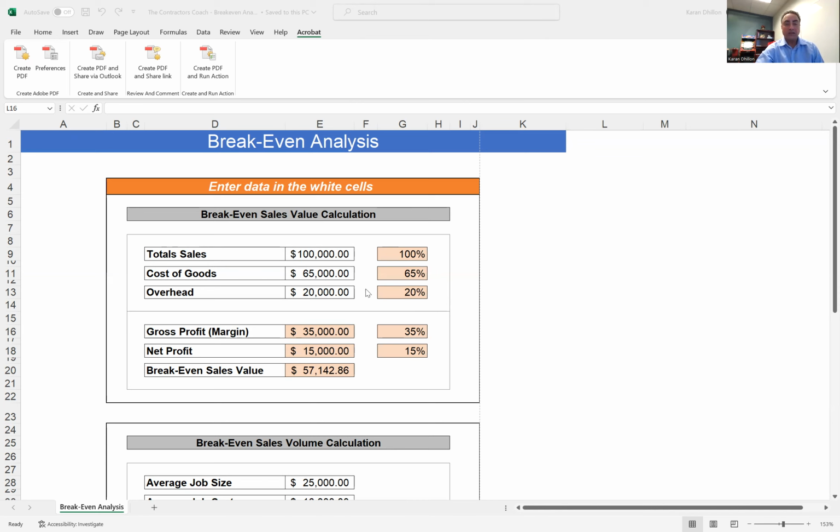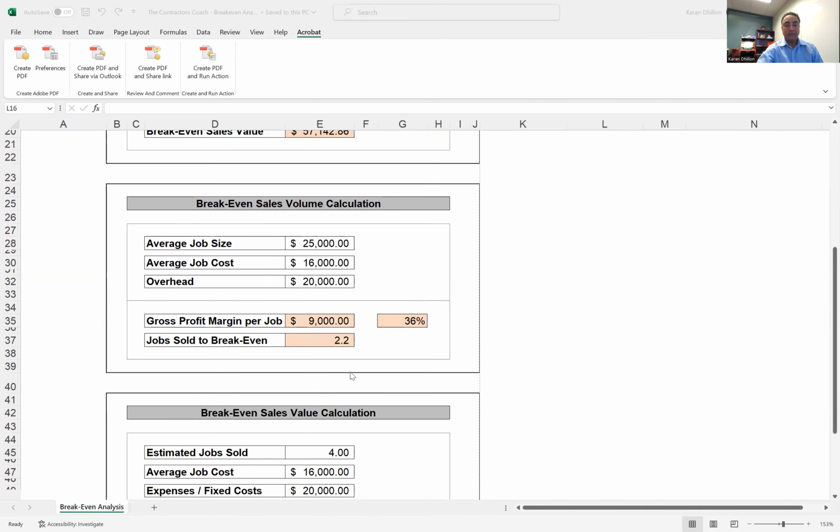So these are the three key numbers that you have to understand: total sales, the cost of goods, what it took to produce those jobs, and the overhead. With this, what that tells you is that the gross profit is 35,000, which is simply 100,000 minus 65. And therefore that gives you a gross margin of 35%, right? So the net profit here is 15,000. And this break-even sales value of 57,142 means that if you're running a business that does 100,000 in sales with a 35% margin, you need to sell $57,142 in that month before you start making a single dollar in profit. Okay, an important number to understand.